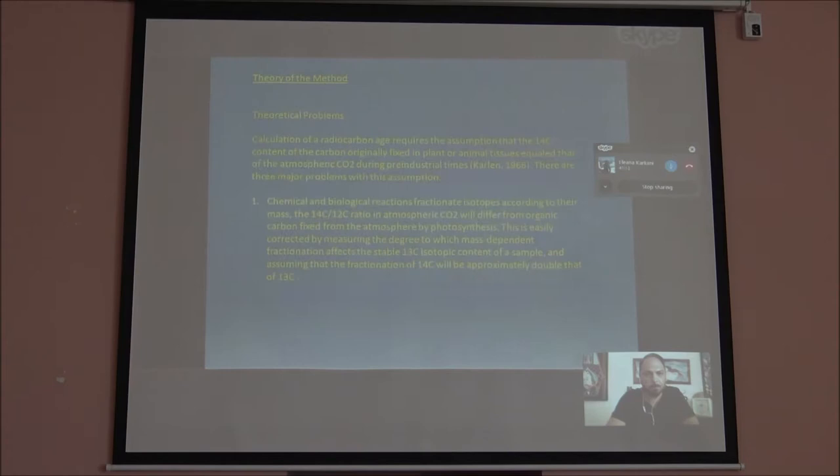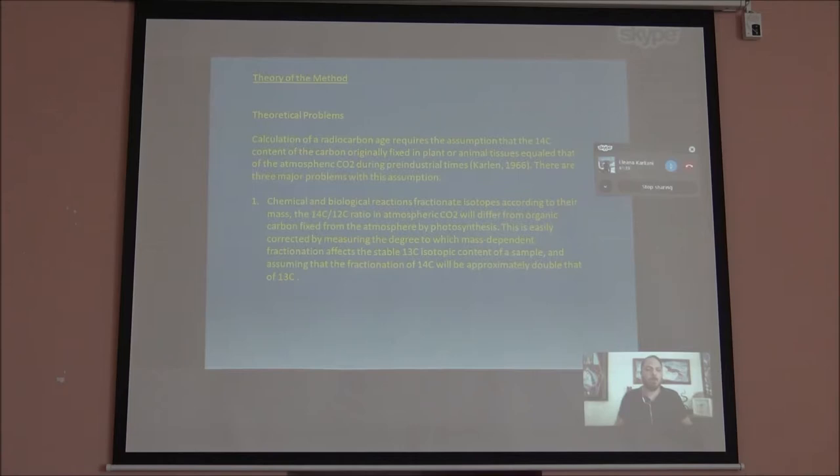The calculation of a radiocarbon age requires the assumption that the carbon-14 content of the carbon originally fixed in plant or animal tissues equals that of the atmospheric CO2 during the critical times. There are three major problems with this assumption.